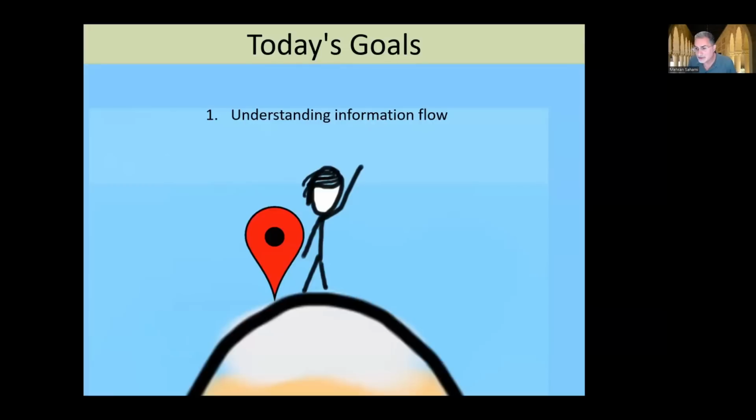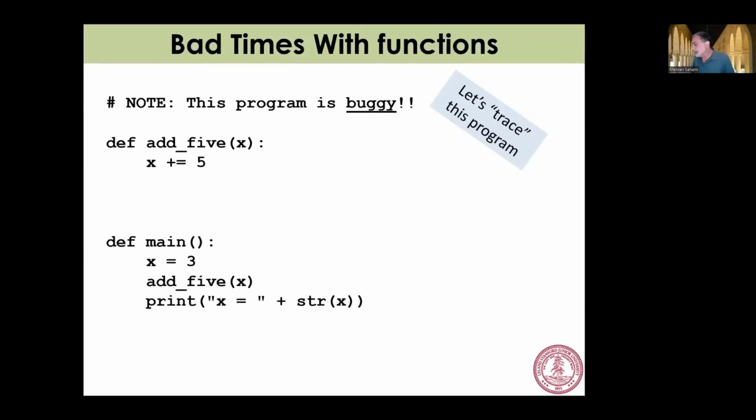And if we want to think about understanding information flow, let's start off with an example of a program that actually has some bugs in it, so we can actually see what the issues are when we think about information flow. So here's a little program. As I noted in the comments, the program is buggy, so this is not a program that works correctly, and we should understand why it doesn't work correctly by tracing through it and then figuring out how we can modify the code to actually get a working program.